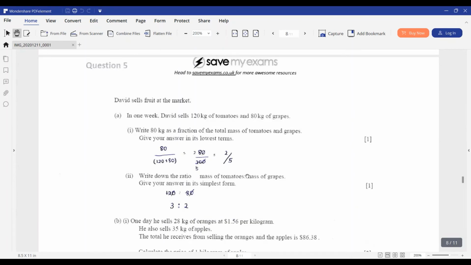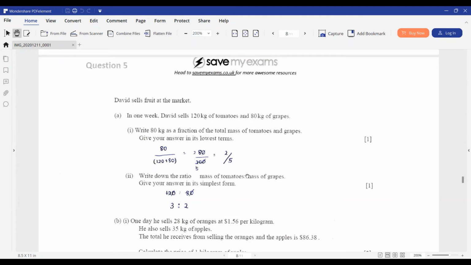Question 5. David sells fruit at the market. Part A. In 1 week, David sells 120 kilos of tomato and 80 kilos of grapes. Roman 1. Write 80 kilos as a fraction of the total mass of tomatoes and grapes. Give your answer in its lowest terms.